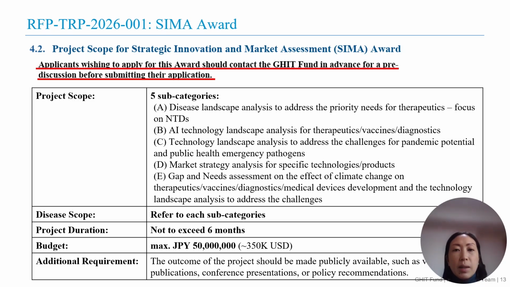Also, applicants must contact GHIT Fund in advance before submitting a CIMA application to make sure that your proposed project will be eligible for the CIMA award. You may consider applying for the CIMA award if your project fits into one of the 5 subcategories that's listed here.